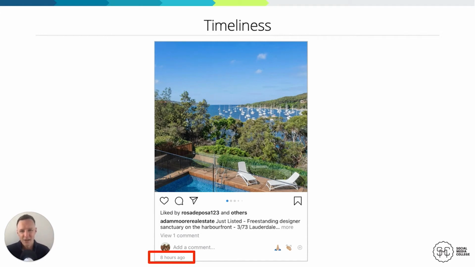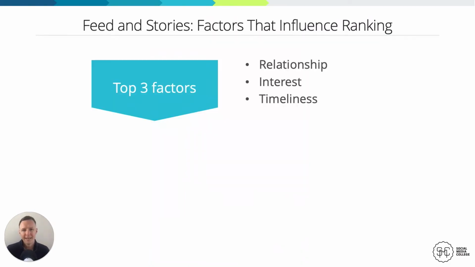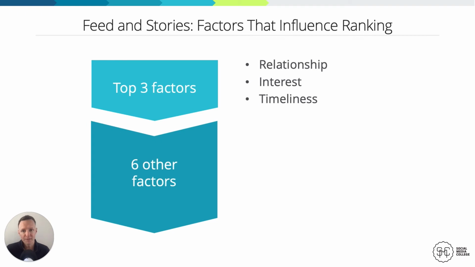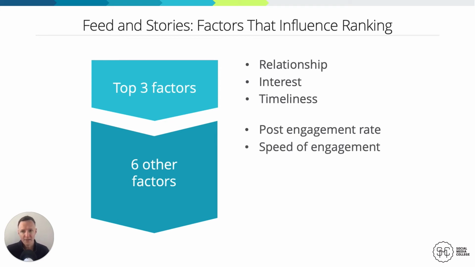Okay, so in most cases, the content that you see at the top of your feed is only going to be sort of 1 to 2 days old. Now, there are actually 6 other factors that influence the ranking of content in your feed and stories. And these are the post engagement rate, so how much engagement the individual post or story receives, and the speed at which the engagement occurs, in particular in that first hour after it is shared.